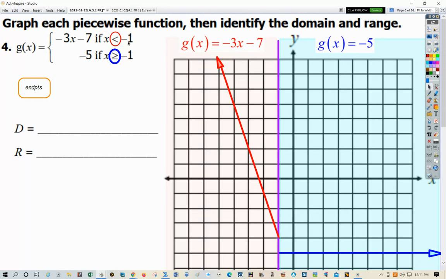Questions for Jaden? No, Jaden. How about Melinda? You can type it in chat if you want to. In other words, am I going to have to put an open or a closed endpoint on this red graph? Questions for Melinda?